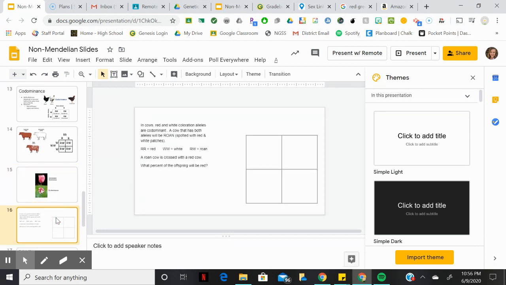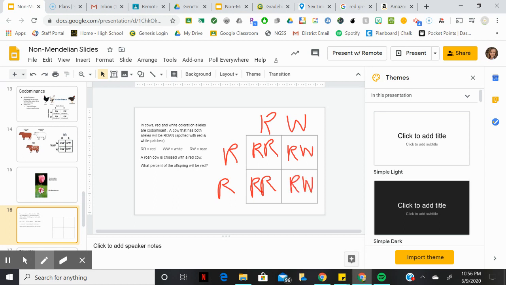So practice problem, in cows, red and white coloration alleles are codominant. A cow that has both alleles would be roan. A roan cow is crossed with a red cow. So we have a roan cow. Remember, the notation here is 2 different uppercase letters. So a roan cow would be RW. They give you the notation up there. With a red cow, RR. So RR, RR, RW, RW. And then the question, what percent of the offspring will be red? These are the red ones, 50%. These would be roan. Okay?